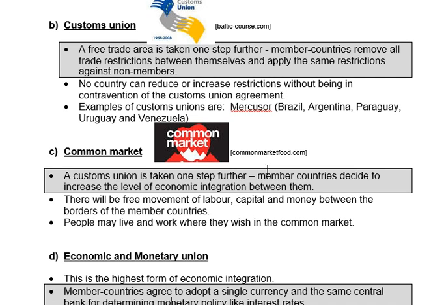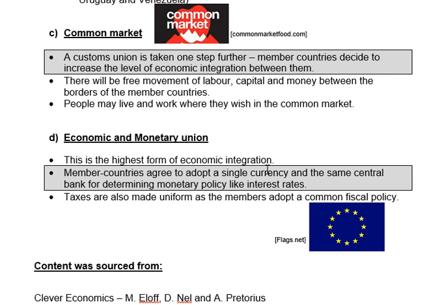Right. The third step of integration is when we establish a common market. With a common market, again, the customs union is taken one step further. So in terms of a customs union, there will be a free flow of goods and services between member countries, and all member countries will use the same restrictions against trade with non-members. With a common market, what is added now is also the freedom of movement of other production factors. So in other words, if there's a common market, goods and services can flow freely between member countries, as well as labor and capital and money.